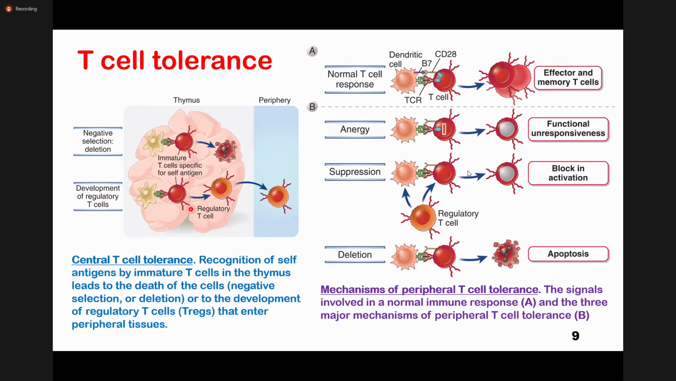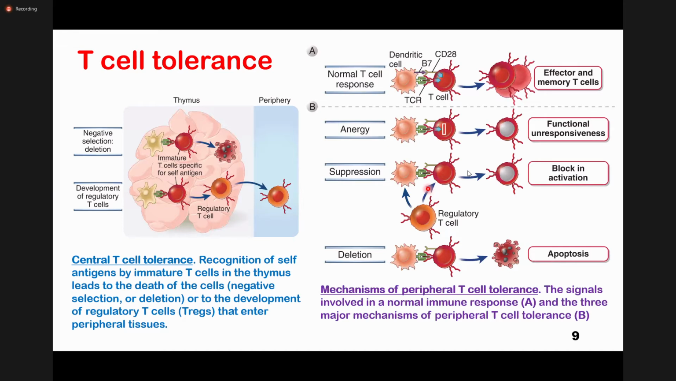To understand T cell tolerance, let's consider the first one. In the thymus, you have the immature T cells, and one recognizes the self-antigen over here. It will just delete this. So that is deletion, that is negative selection. In other instances, they tolerate by development of regulatory T cells, and then they pass to the peripheral system. And in peripheral T cell tolerance, normally like this one here.